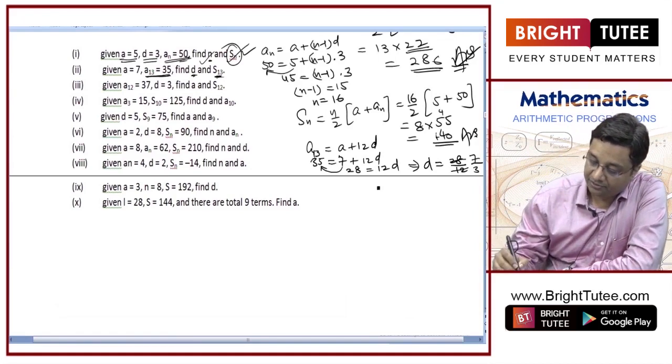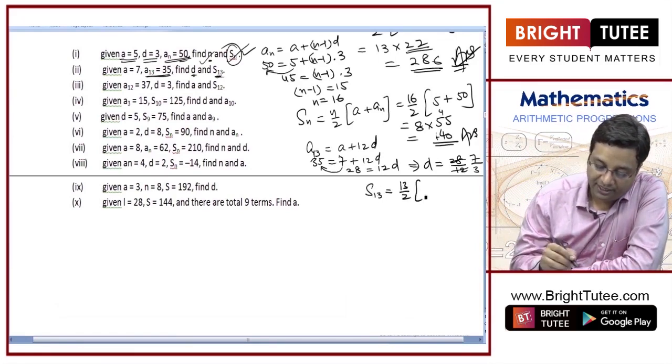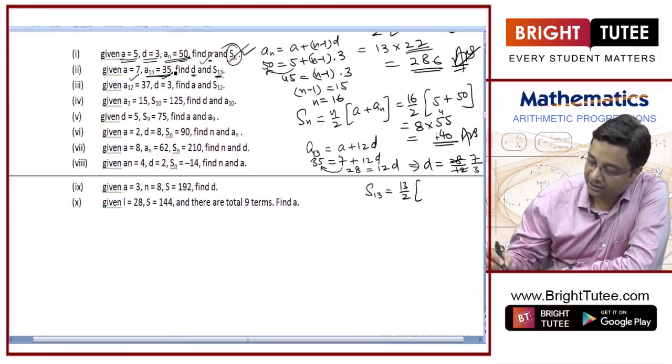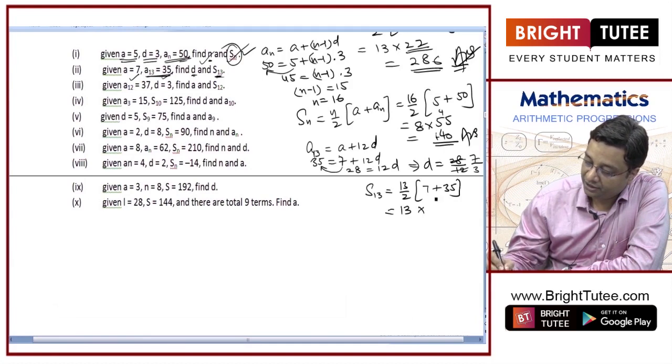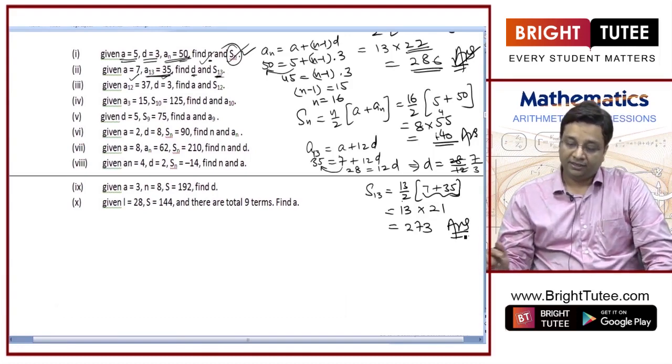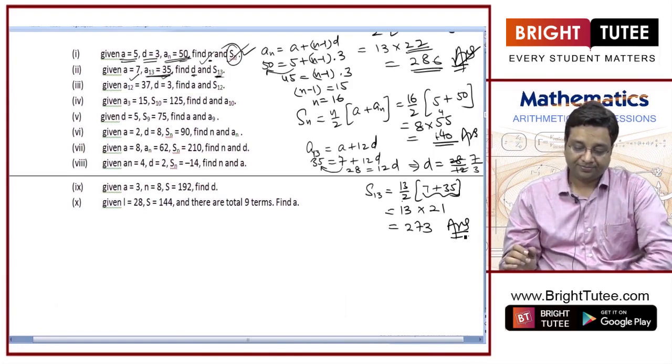S13 is nothing but 13 by 2 (a plus a13). How much is a? 7. And how much is a13? 35, right? Which will be equal to 13 into 42 by 2, which gives me 21. So 21 into 13, 273 will be your answer, right? So this is how we calculate these questions.